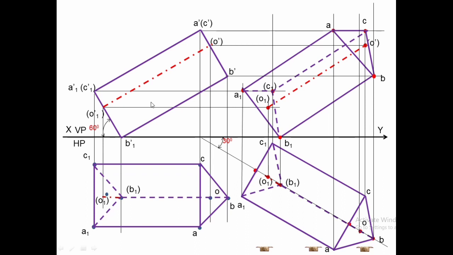It is resting with one of its corners on HP. The base is inclined at an angle of 60 degree. The top view of the axis is inclined at 30 degree to VP, and the top face is nearer to the observer.